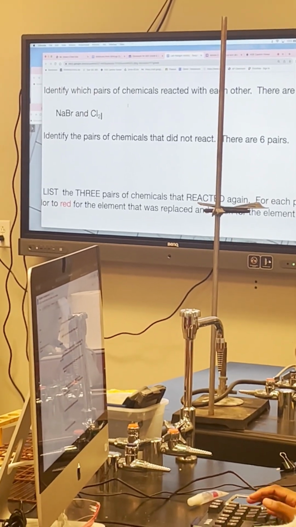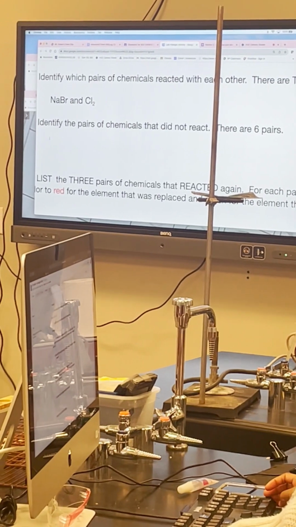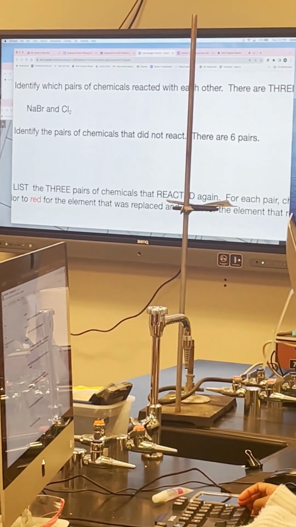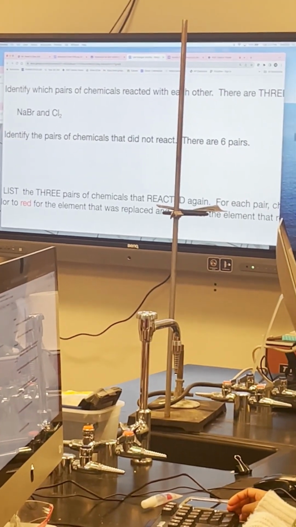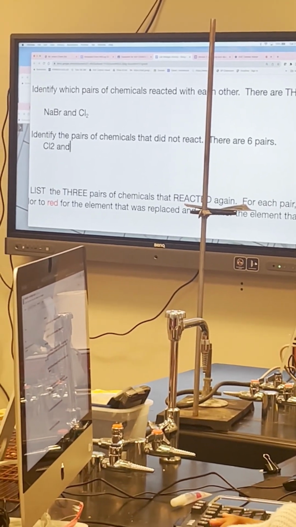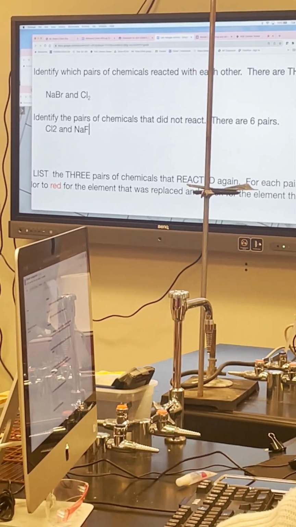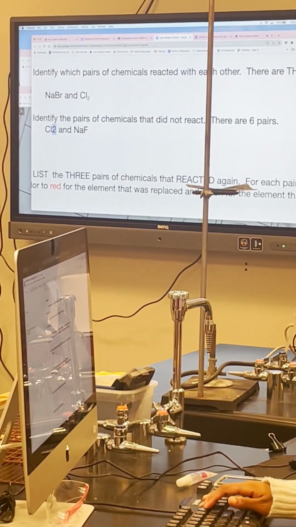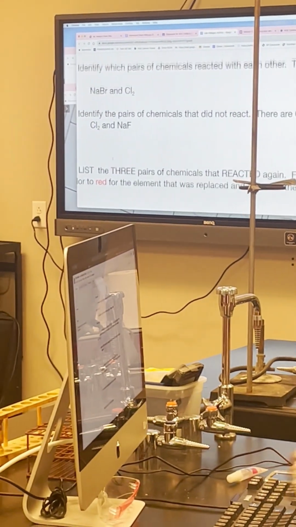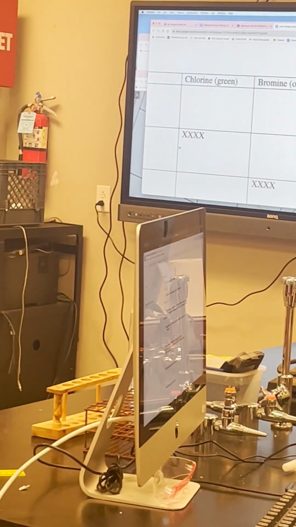Okay, there are 6 pairs that did not react. I just want you to get practice writing stuff. So one of the pairs that did not react was Cl2 and NaF. So that one was no reaction. That was the first box. Again, go to the subscript. Okay, so that was a no reaction mixture. That was this one up here, right there.